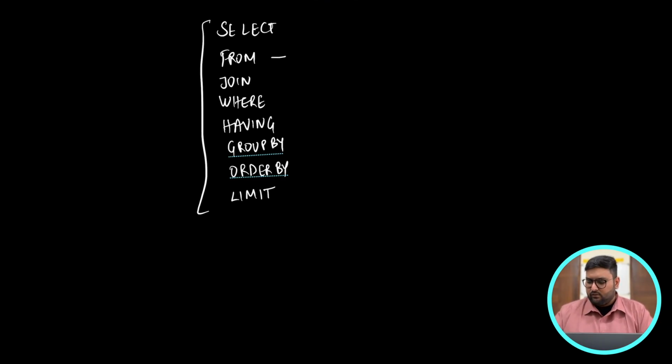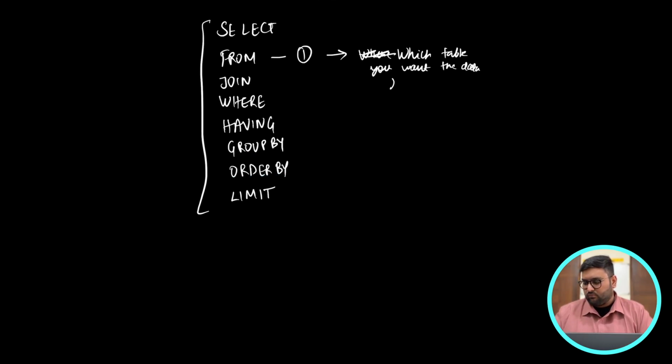Now, while your SQL query looks like this, it's not necessarily interpreted by the system in the same manner. For example, from is the first element which gets picked up. Why? Because from tells the database which table you want the data from. Then join comes in. This join statement tells you which tables to join with the base table that you mentioned in the from statement. So this is an extension of from, but it helps the system understand what all tables need to be considered while getting the query that you requested.